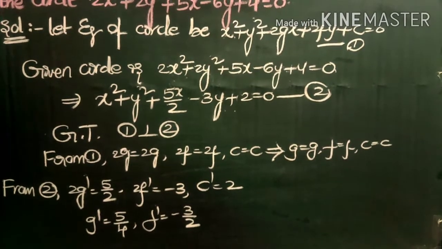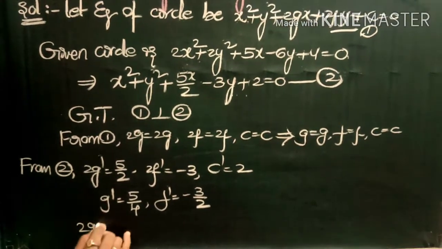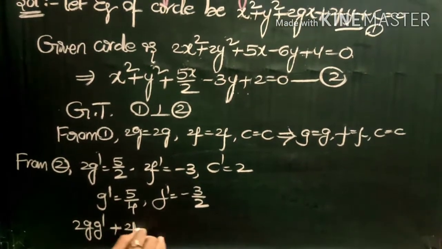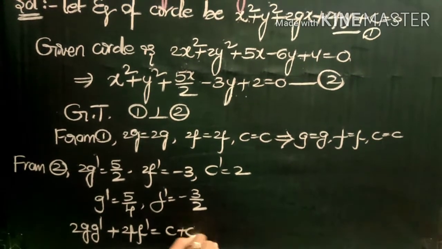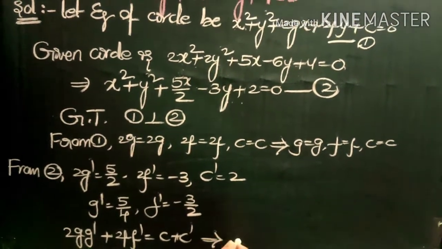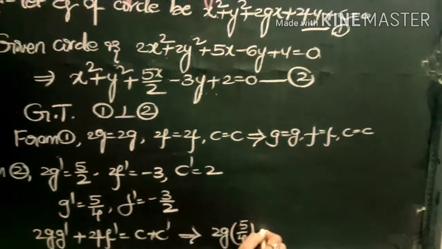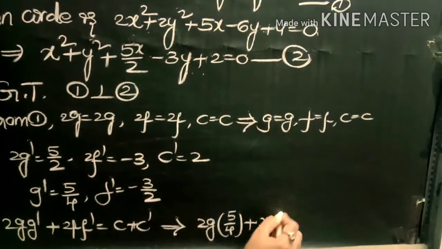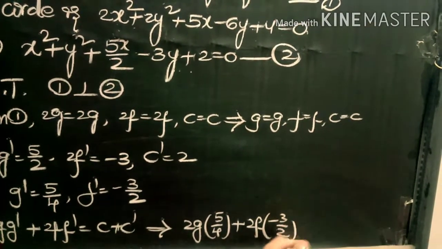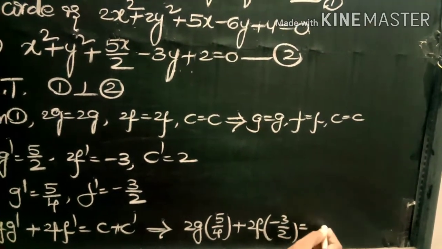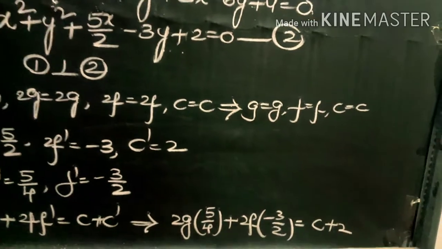Now applying the orthogonal condition. The orthogonal condition is 2gg' plus 2ff' is equal to c plus c'. That is 2 into g' value 5 by 4 plus 2 into f' value minus 3 by 2 is equal to c plus 2.